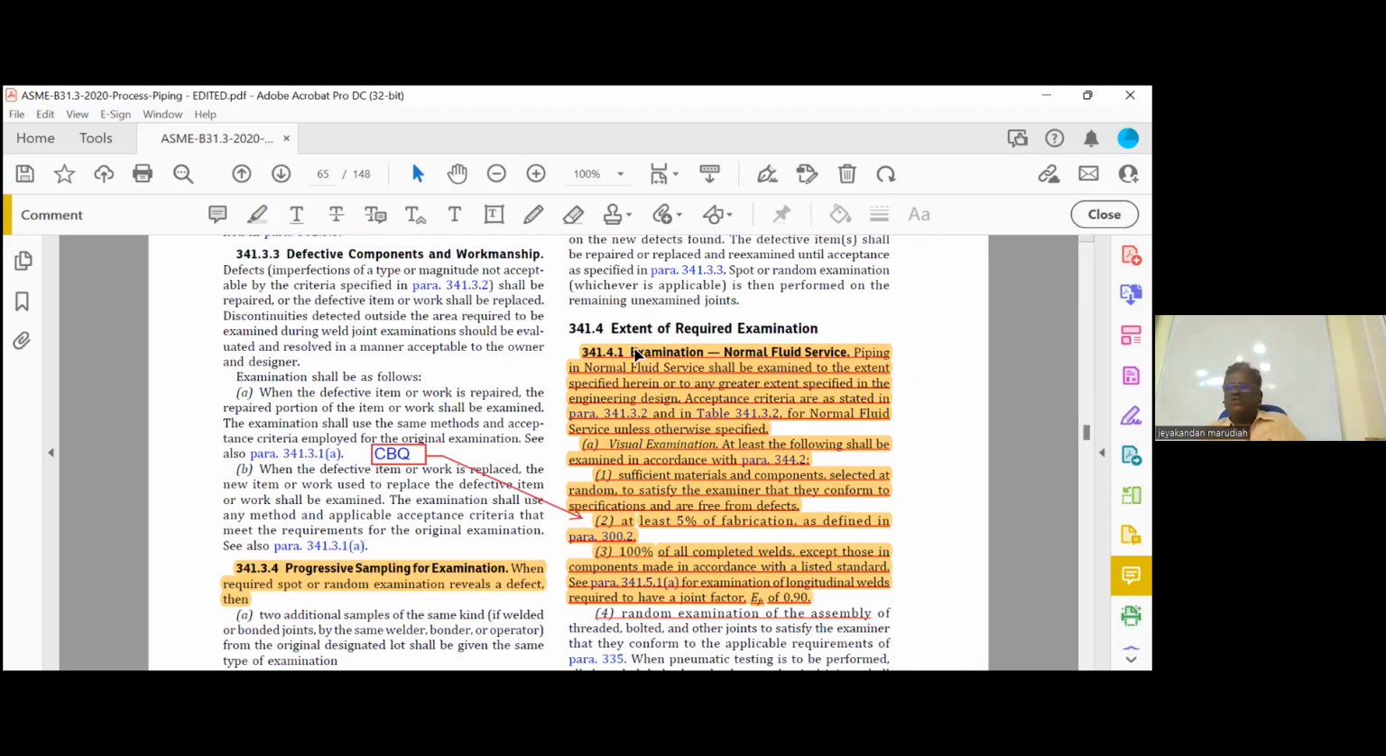Now coming to 341.4, next page. Normal fluid service. Piping in normal fluid service shall be examined to the extent specified herein, or any greater extent. Visual examination: at least the following shall be examined. At least 5% of the fabrication, that is the girth weld. So normal fluid, 5% visual, and 100% of completed longitudinal welds. It is not clear, as they just write near the 2 girth weld, 5% girth weld, and 3 is 100% longitudinal weld. 100% longitudinal weld, here 5% girth weld.